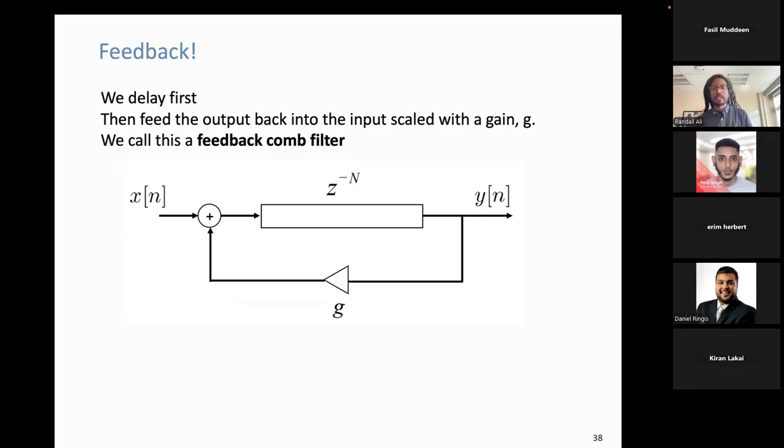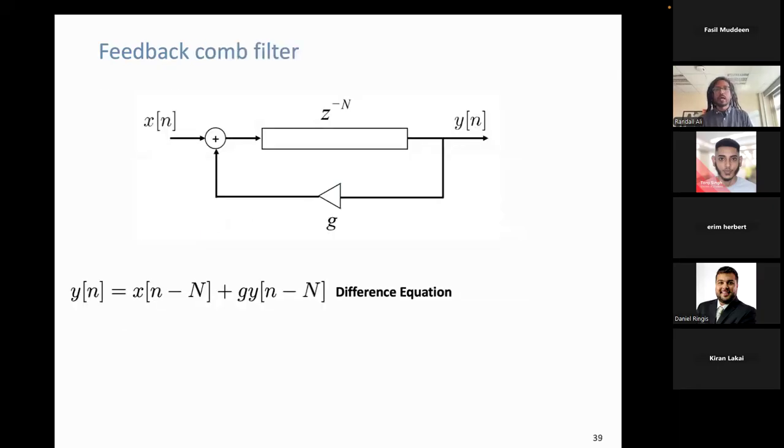Okay. And so you can see the structure is different, right? Whereas in the feed forward comb filter, you didn't have this type of recursive structure, but now in this feedback comb filter, you do. And again, we can go through the same sort of mechanics here.